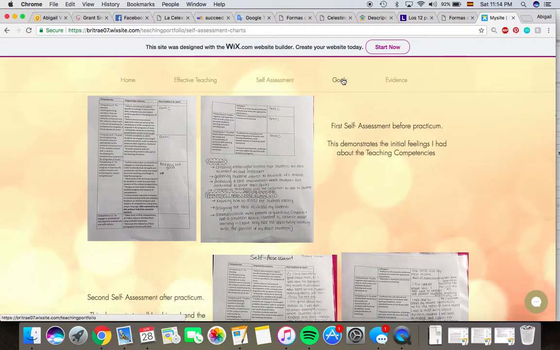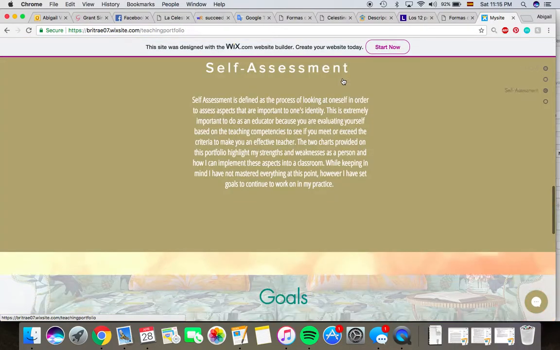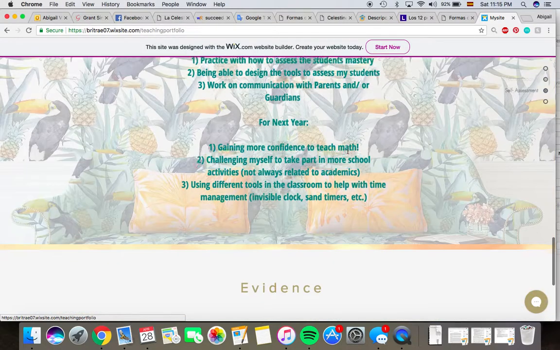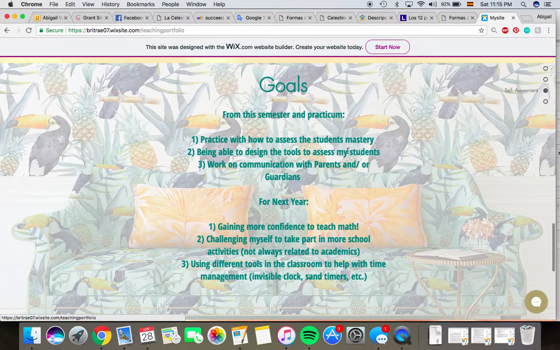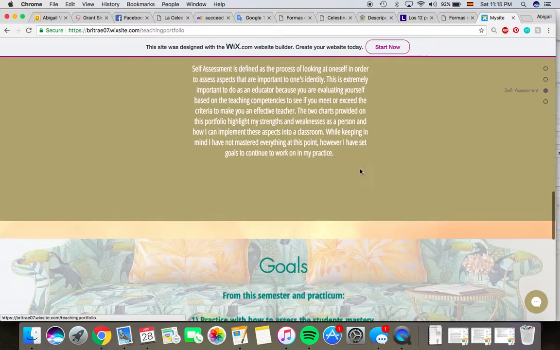Under goals, there's my goals. So from the first semester practicum, the 3 goals I had and I was able to achieve, and then for next year, the 3 other goals I've set that I'm still working on mastering, although I know this takes tons of practice. Those are my goals set for the 13-week practicum.